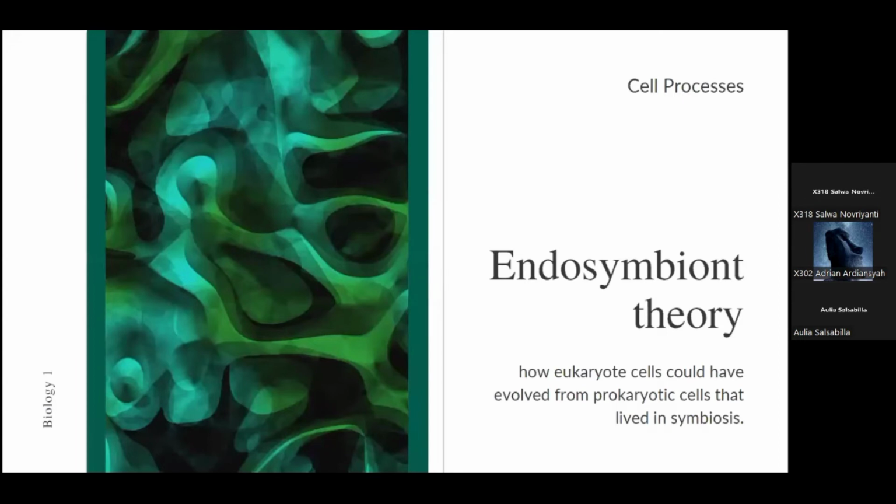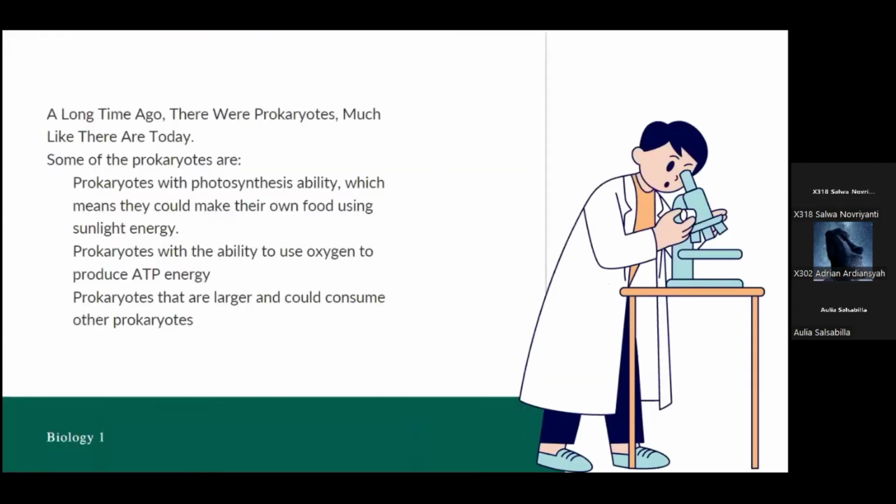Point number 3, endosymbiont theory. How eukaryotic cells could have evolved from prokaryotic cells that lived in symbiosis. A long time ago, there were prokaryotes, much like there are today. Some of the prokaryotes had photosynthesis ability, which means they could make their own food using sunlight energy. Some could use oxygen to produce ATP energy. Some were larger and could consume other prokaryotes.